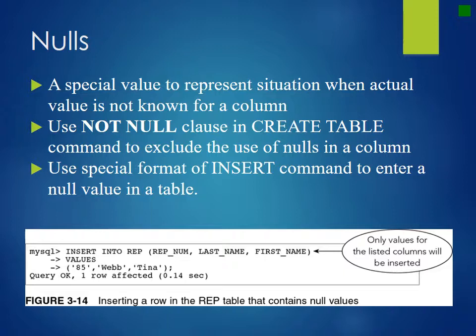Use a special format of the insert command to enter a null value into a table. Identify the names of the columns that accept non-null values, then list only the non-null values after the values command, as you see here in figure 3.14 of your textbook.